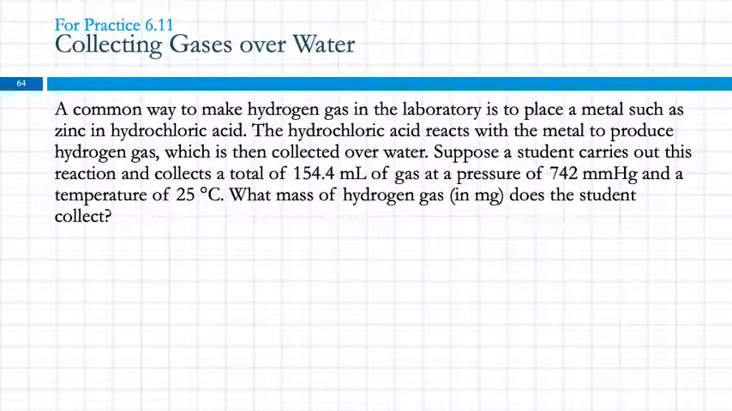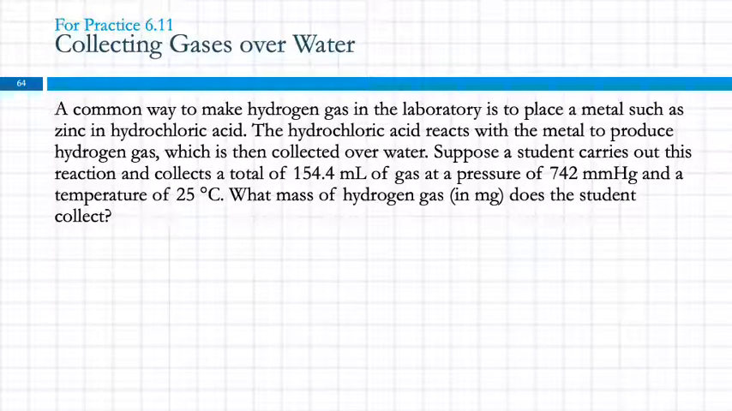Here's another one. Common way to make hydrogen gas in the laboratory is to place a metal such as zinc in hydrochloric acid. The hydrochloric acid reacts with the metal to produce hydrogen gas, which is then collected over water. Suppose the student carries out this reaction and collects a total of 154.4 milliliters of gas at a pressure of 742 millimeters of mercury and a temperature of 25 degrees Celsius. What mass of hydrogen in milligrams does the student collect?